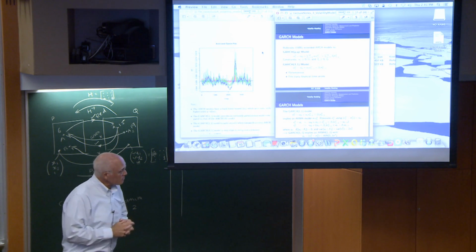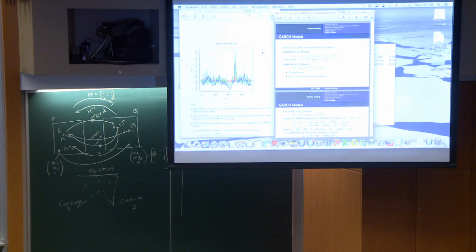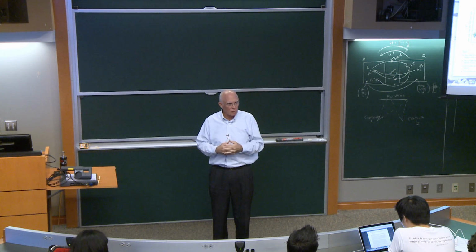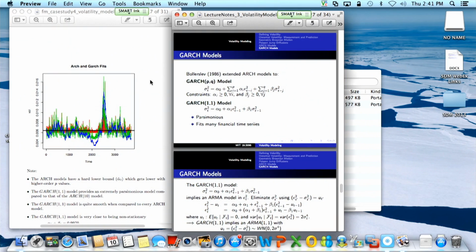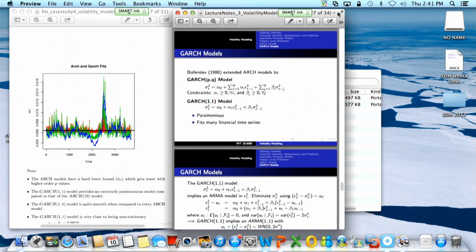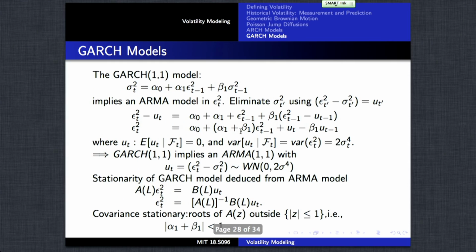Now, in these fits, we are assuming Gaussian distributions for the innovations in the return series. We'll soon pursue looking at alternatives to that. But let me talk just a little bit more about the GARCH model, going back to the lecture notes here. So let me expand this. Okay, so there's the specification of the GARCH 1,1 model.